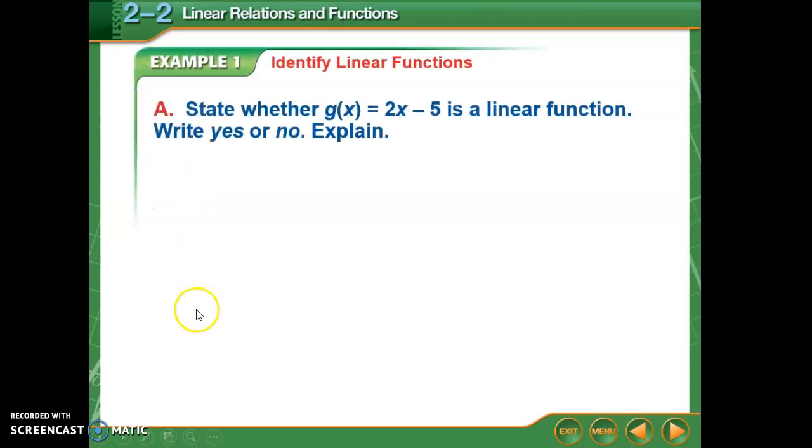We're going to start with example 1. State whether g of x equals 2x minus 5 is a linear function. Meaning, if you graph this function, or equation of the line, it forms a line. Write yes or no.